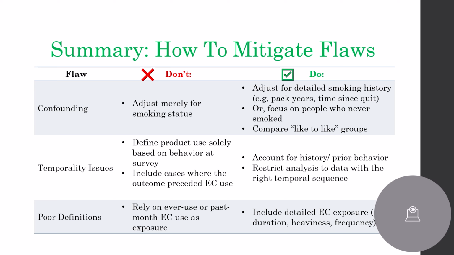So not just adjusting for smoking status, but adjusting for detailed smoking history, or alternatively focus on people who never smoked. For temporality issues, it's important to account for where they were coming from, so history and prior behavior rather than what they were doing at the time of the survey. Also, we need better measures of e-cigarette exposure that include things like duration, heaviness, or frequency.